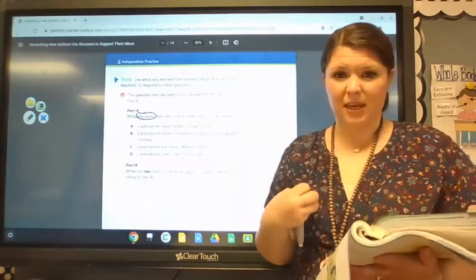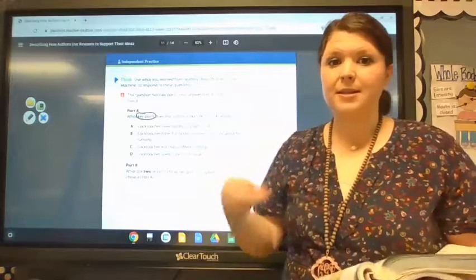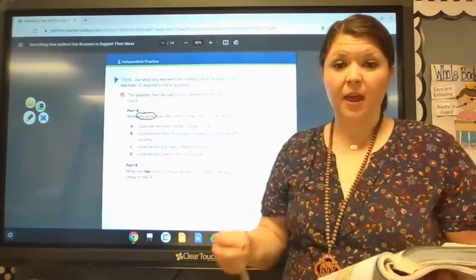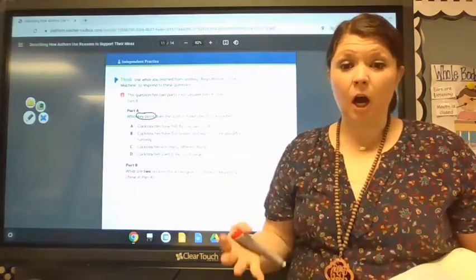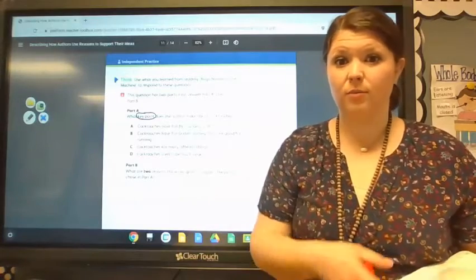So I saw some key words in there. It's still, it's still, it's still. That lets me know that the author says that the cockroaches have not changed much, right?